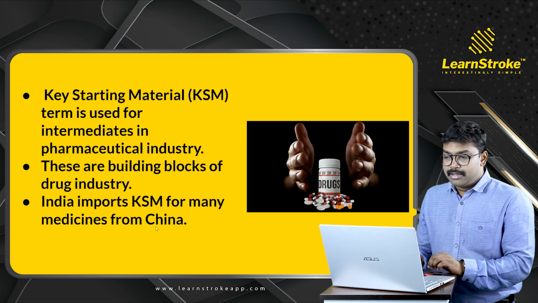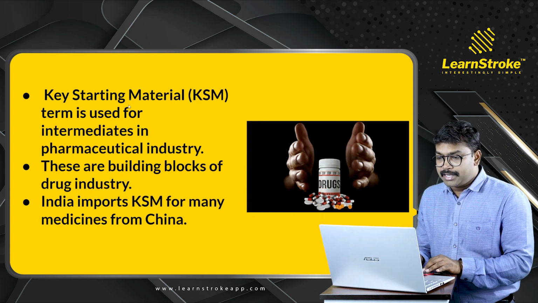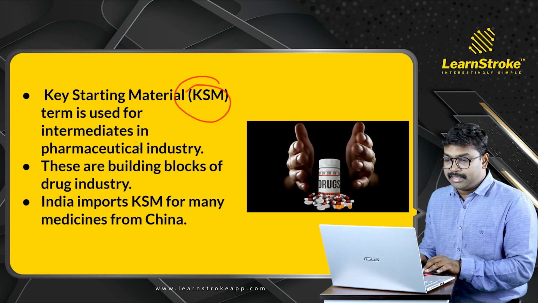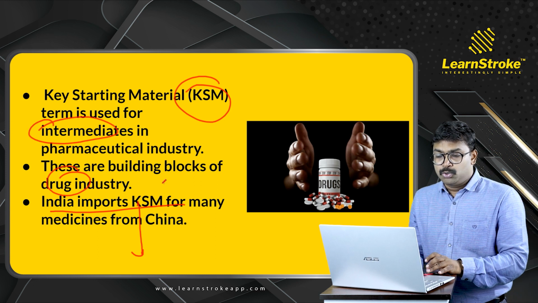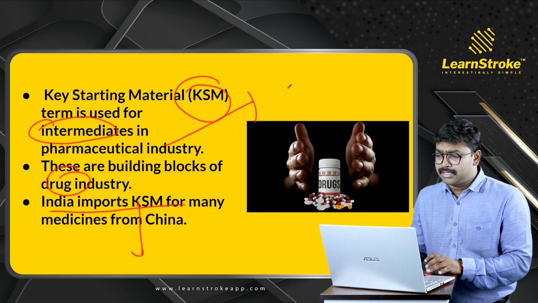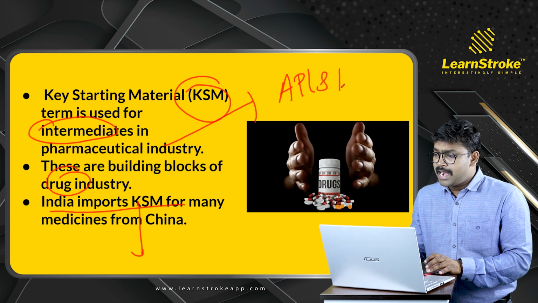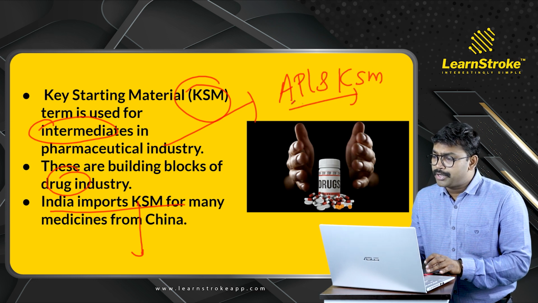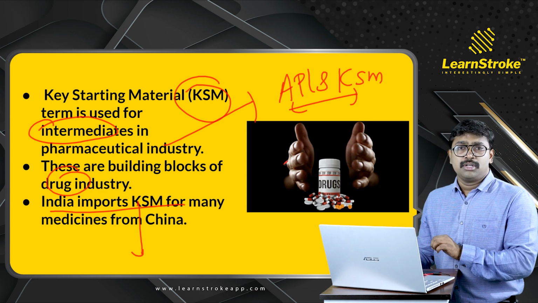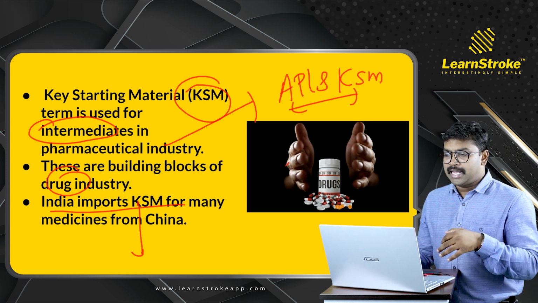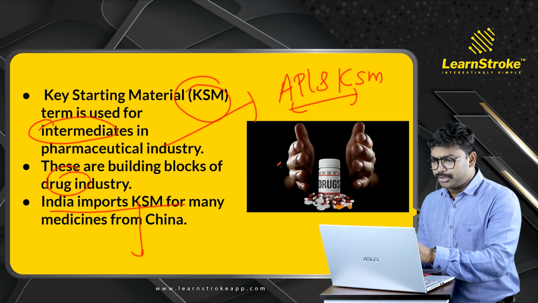And what do you mean by key starting material, called KSM? As I said, they are actually building blocks of the drug industry, and India imports a large number of KSMs from China, and they are basically intermediates used for the pharmaceutical industry. So that makes API and KSM very important in this context. This has appeared in the news, and it has appeared in current affairs many times. So let's discuss. You need to find out more things also.